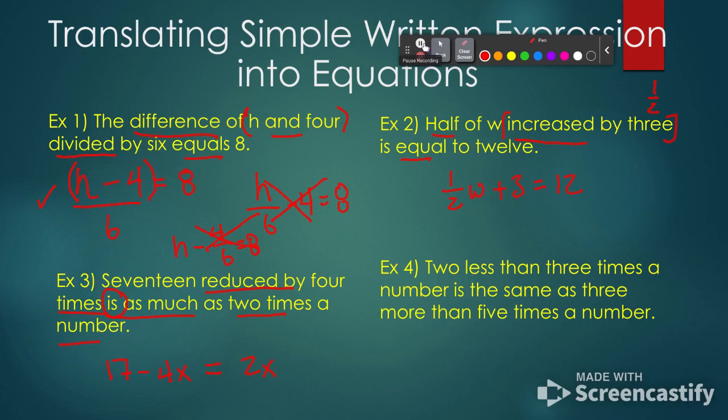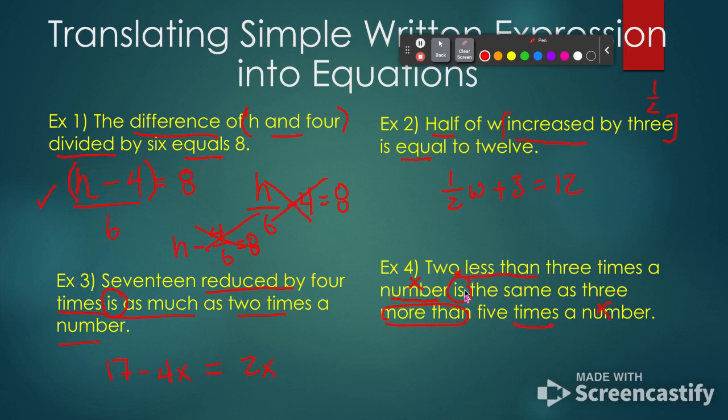Okay, number 4, same thing. Hit pause. Try number 4 on your own. All right, here we go. Number 4. 2 less than. Now, less than is one of those special ones, and we'll talk about that in just a minute. 2 less than 3 times a number. So remember, when we have number, we're going to put an X. Is, there's our equal sign, the same as 3 more than 5 times a number. So we've got times and then a number. That's going to be our X.